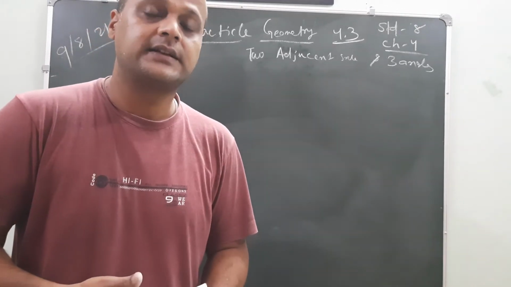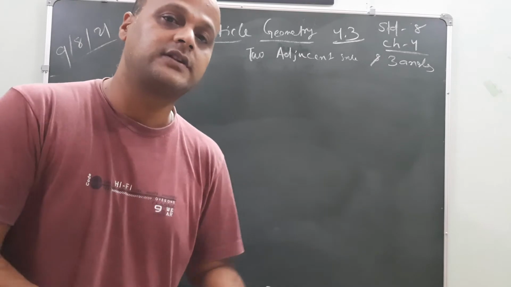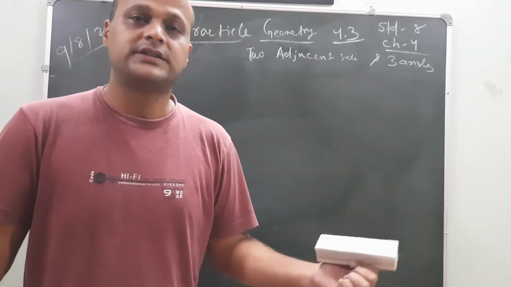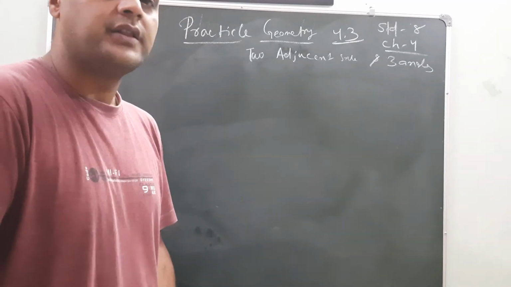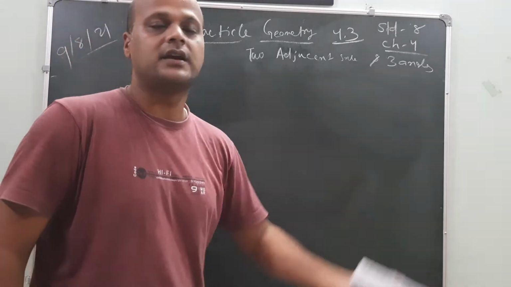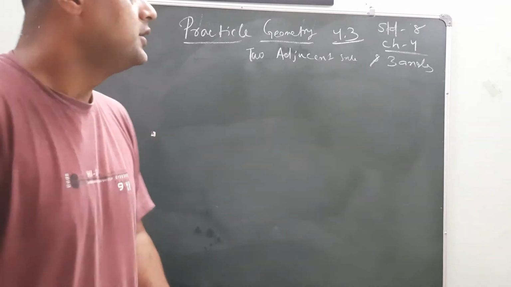And in the second chapter, what is given? If sides and diagonals are given, then how will you find out the shape of the geometrical figure? Now here, if two adjacent sides and three angles are given, then how will we find it out? Okay, so take an example.